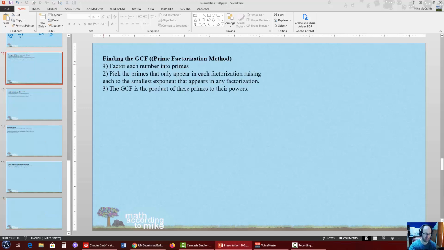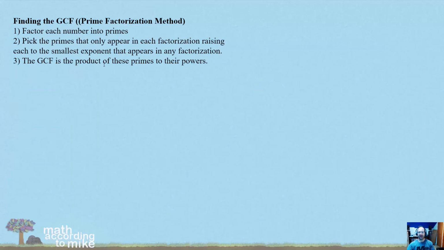Alright, so let's start off. Finding the GCF, the greatest common factor, using the prime factorization method. Oh, there's an extra left parenthesis there. There are 3 steps. Factor each number into primes. So this is where your divisibility tests will come into play. Pick the primes that appear in each factorization, raising each to the smallest exponent that appears in any factorization. Now that part's tricky. That's why we'll do an example, then I'll send you off to Videoland. And then the GCF is the product of these primes to their powers.